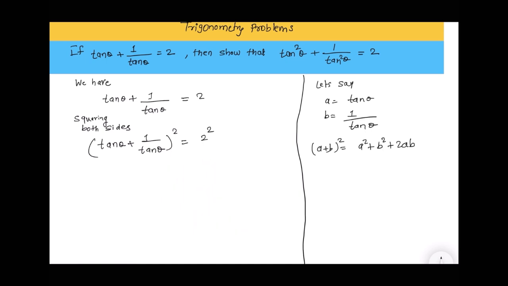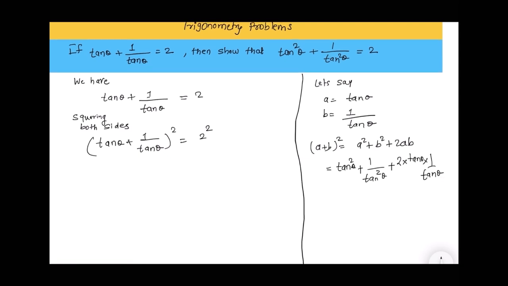Now let us say A is equal to tan theta and B is equal to 1 upon tan theta. If we assume this, then A plus B bracket square is equal to A square plus B square plus 2AB. If we replace this by the values we assume, we will get tan square theta plus 1 upon tan square theta plus 2 into tan theta into 1 upon tan theta. Tan theta gets cancelled out.